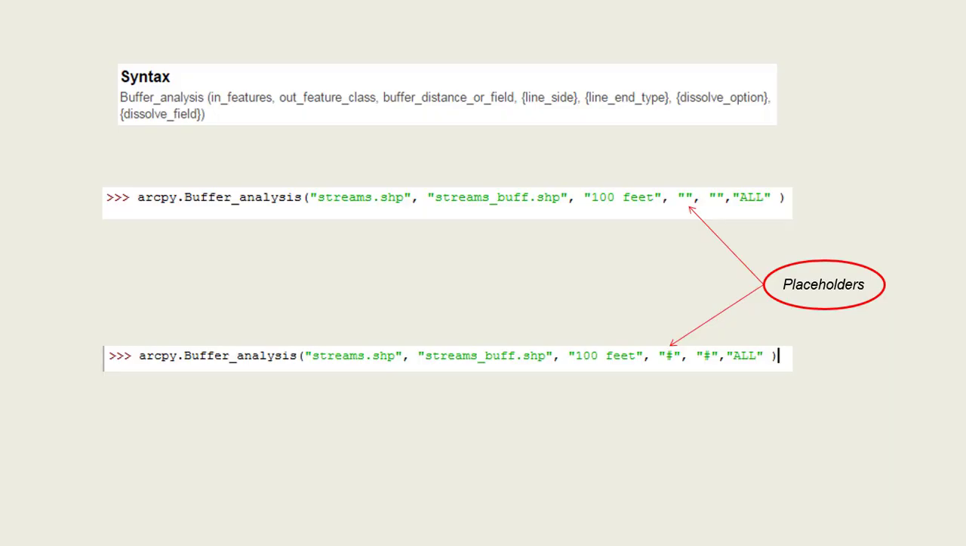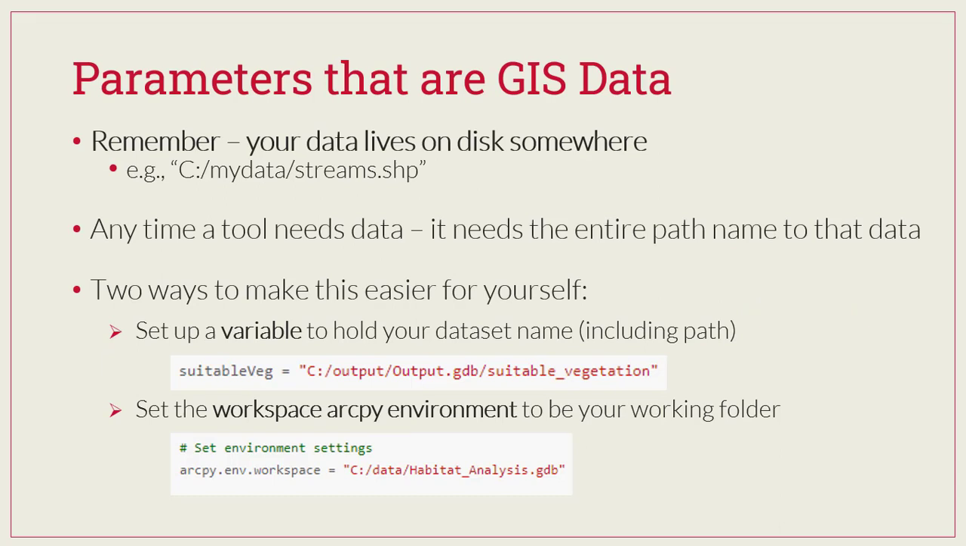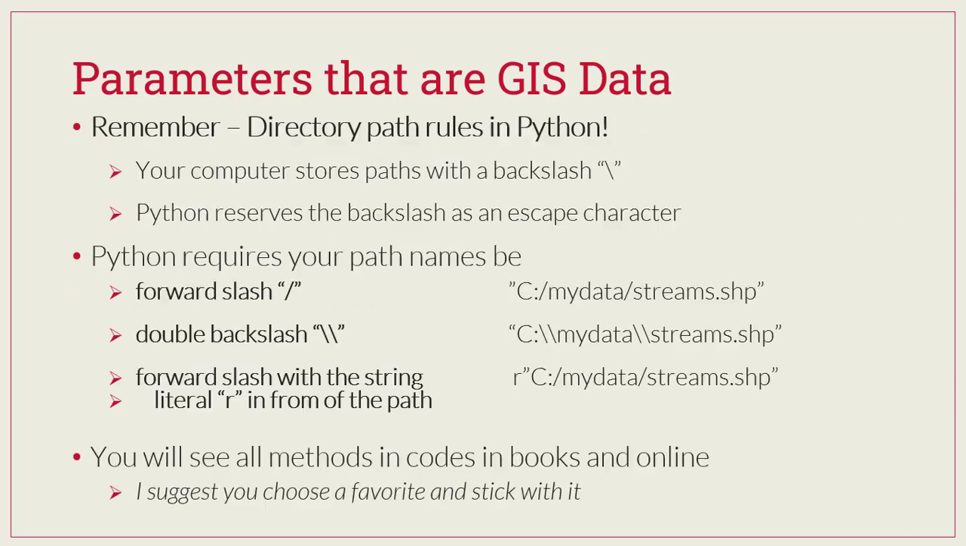So if we go back a slide and look at this buffer analysis example, you'll notice that it's just the data set names that are in those in features and out features. I don't have the big long string telling me where they're living on disk, and that's because in order for this line of code to work, before it I would have had to set up the workspace where streams.shape lives, and by virtue of just giving the output the name without any other location on disk means that the streams buff is going to be saved in that same workspace. So there's two methodologies. You can either set up your data sets to live in a variable, or you can set up a workspace, which is going to be where all of your data would live and all of your new data sets would be saved.